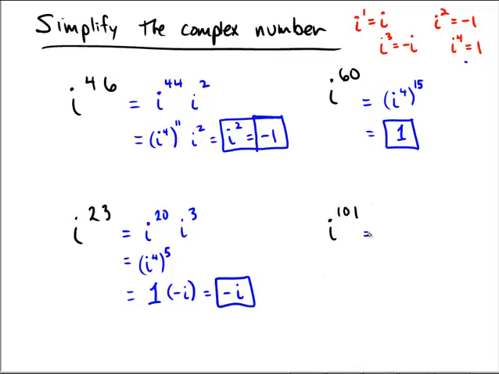And then, how about i to the 101? Well, that's the same as i to the 100 times i, and i to the 100 is i to the 4th to the 25th, because 4 times 25 is 100. And so you end up getting 1 times i, and that's just i. So really it boils down to if you divide by 4, what is the remainder, and that tells you which power you're in.